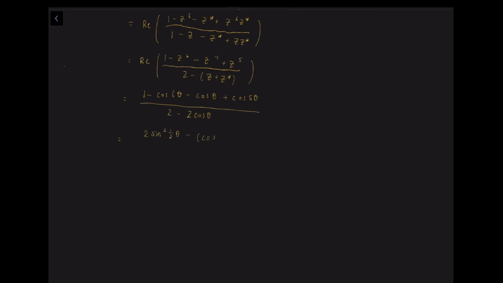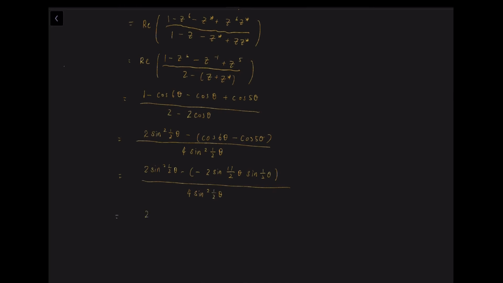Now we use the double angle formula to convert 1 minus cos theta into 2 sine squared half theta. And factorizing the minus out, we have minus cos 6 theta minus cos 5 theta. Similarly, for the denominator, we factorize the 2 out so that we have 1 minus cos theta and change it into 2 sine squared half theta. So the denominator is now 4 sine squared half theta.